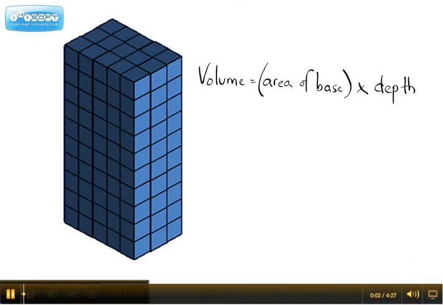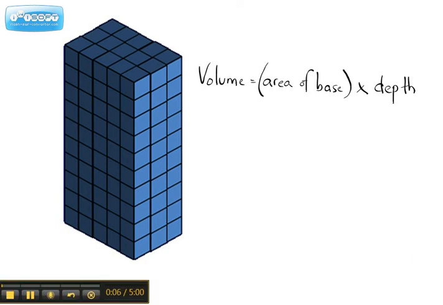In the last video, we learned how to find the volume of a rectangular prism. And we saw that we have a formula that we can use to find the volume of any rectangular prism. The formula is volume equals area of the base times the depth. Now it's time to do a little practicing.